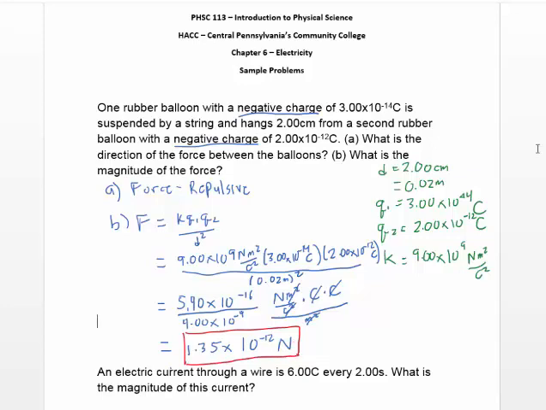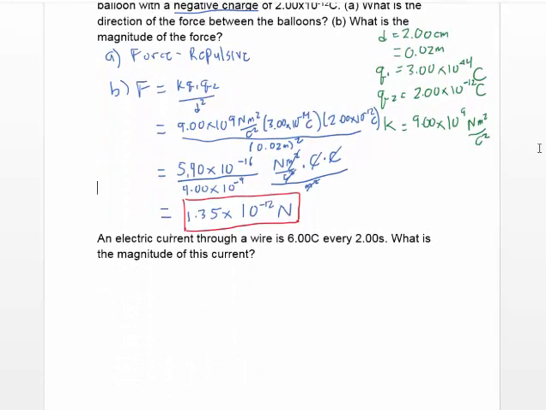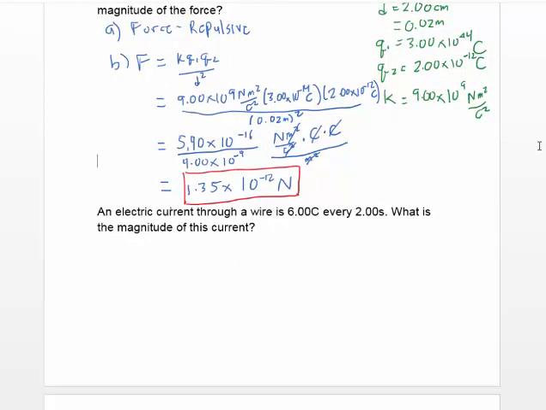Now our second problem talks about a current. We're looking at an electric current passing through a wire, and 6 coulombs pass through every 2 seconds, and we want to know the magnitude of the current. Well, let's write down what we know. We know the amount of charge, Q, is equal to 6.00 coulombs, and we know that the time is equal to 2.00 seconds.